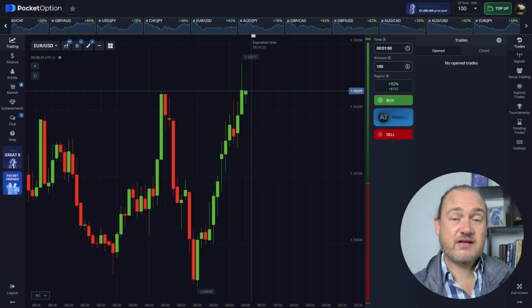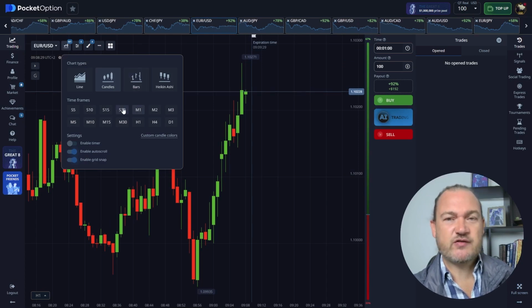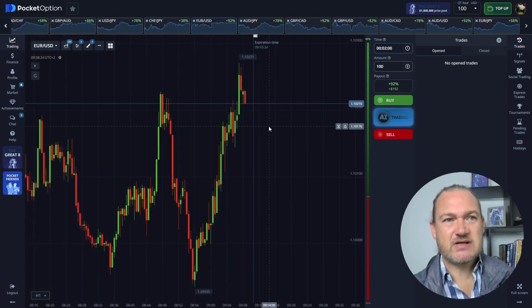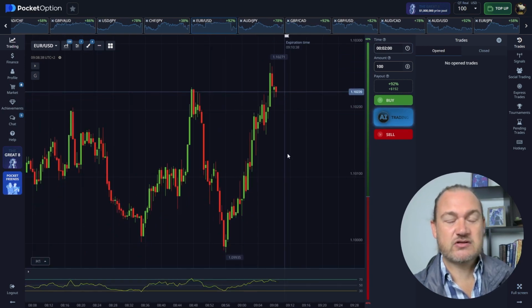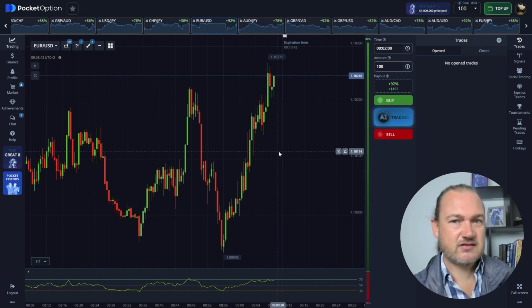Okay, so before we can start trading, we need to set up our platform. First, we're going to change our candle time frame to 30 seconds. Next, we're going to change our expiration time to 2 minutes. And after that, we're going to add the RSI. We're not going to change any settings. We're going to leave it on default. And now we are ready to start hunting some trades.